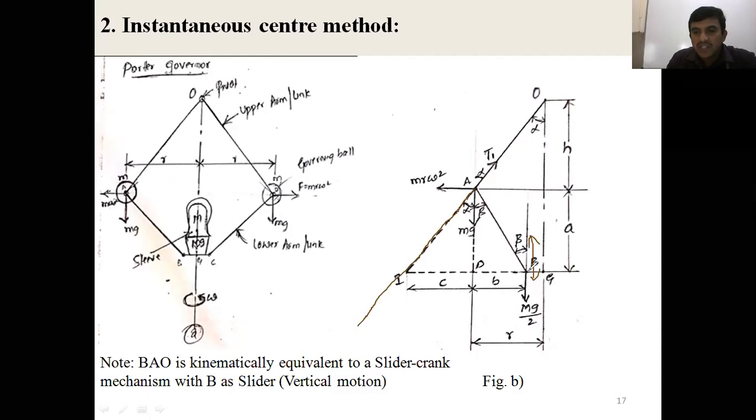Now, draw a line which is perpendicular to the movement here. That is the perpendicular movement, the intersection of the OA extension line from point B, horizontal line. That intersection point will be called I. That I is called the instantaneous center for the link AB, right?